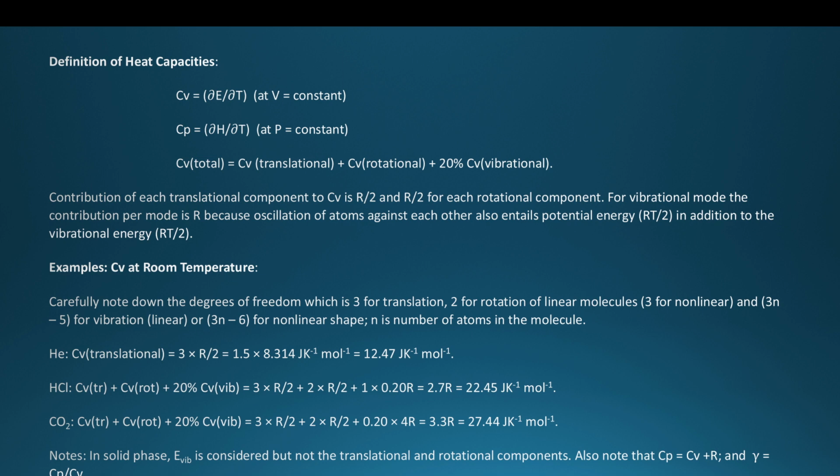For some molecules, we have calculated Cv at room temperature. Helium, the result is 12.47 joule per Kelvin per mole. HCl, the result is 22.45 joule per Kelvin per mole. CO2, the result is 27.44 joule per Kelvin per mole. In the solid phase, only vibrational is considered, but not translational and rotational. One more thing, the relation between Cp and Cv is Cp equals Cv plus R. And one more factor, the ratio Cp over Cv is called gamma.